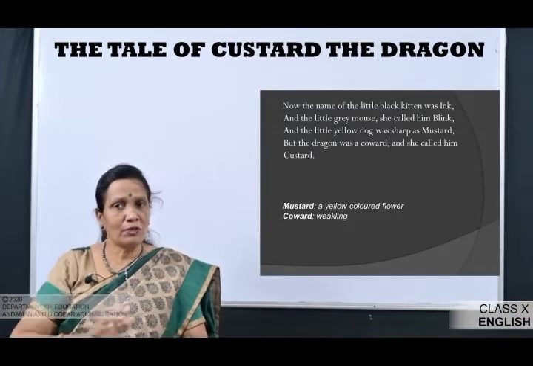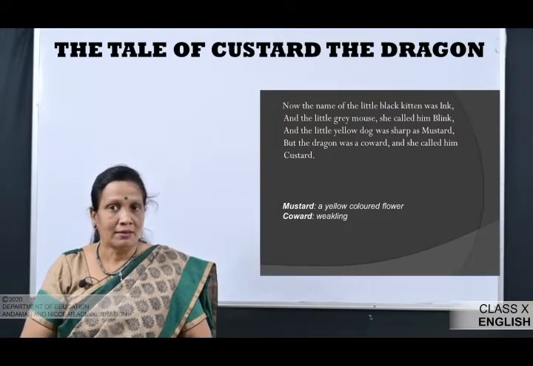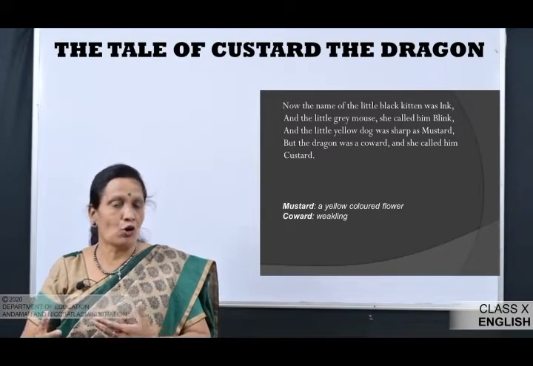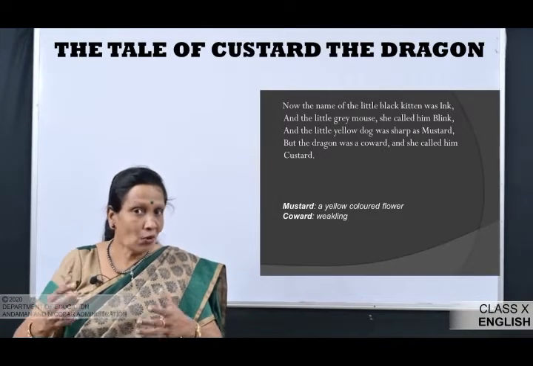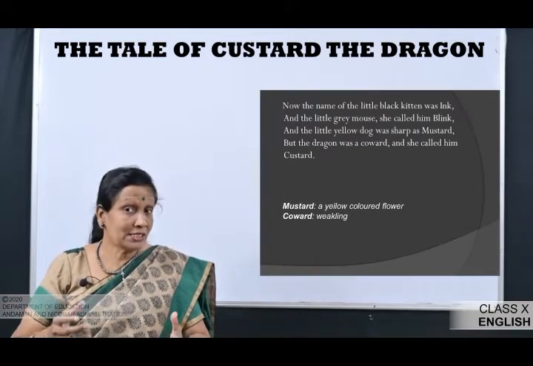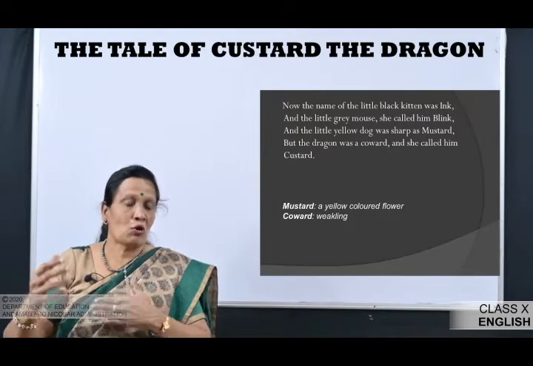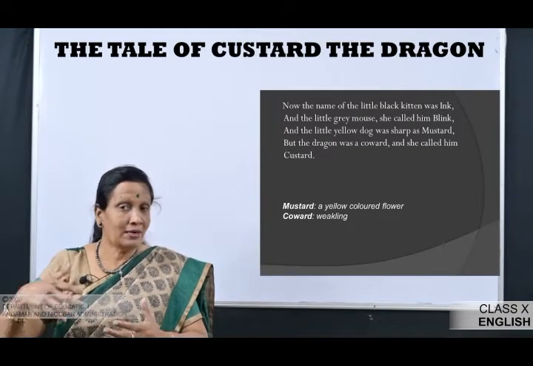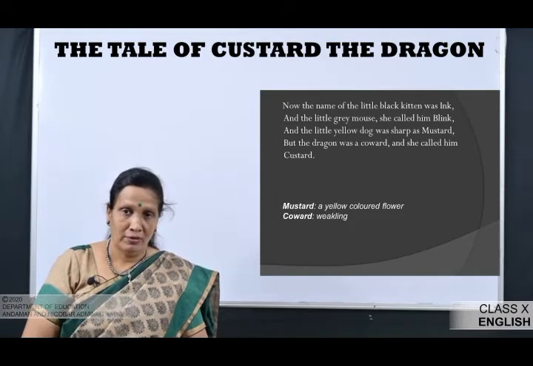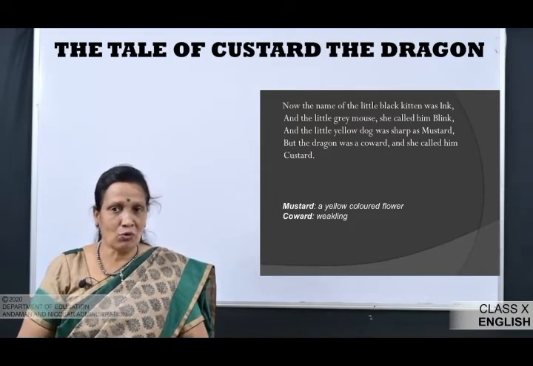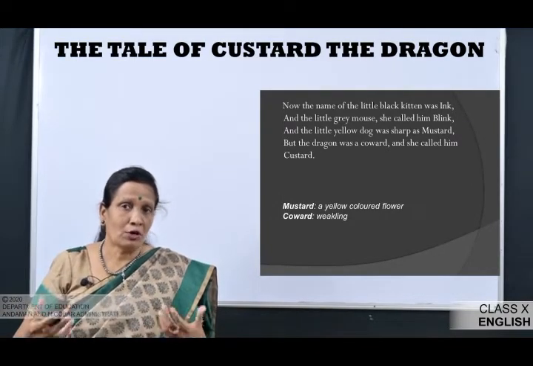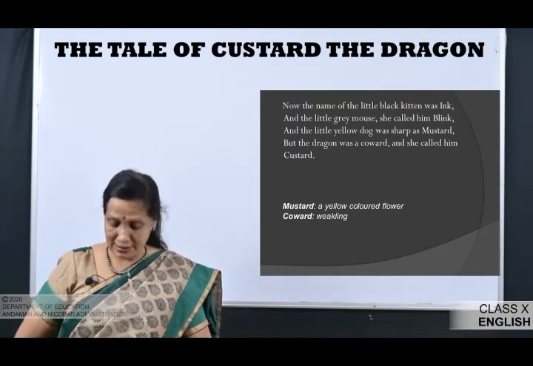Now children, I had told you in the beginning about the names of Belinda's pets. The black kitten was known as Ink, the grey mouse was known as Blink, and the little yellow dog was named Mustard. And now let's come to the reason why she called the dragon Custard. Because it was a coward, okay? So she called him Custard. All her other pets, the cat, the mouse and the dog, were very brave. But this particular dragon was a coward, okay? So it was not bold or brave, so she called him Custard.